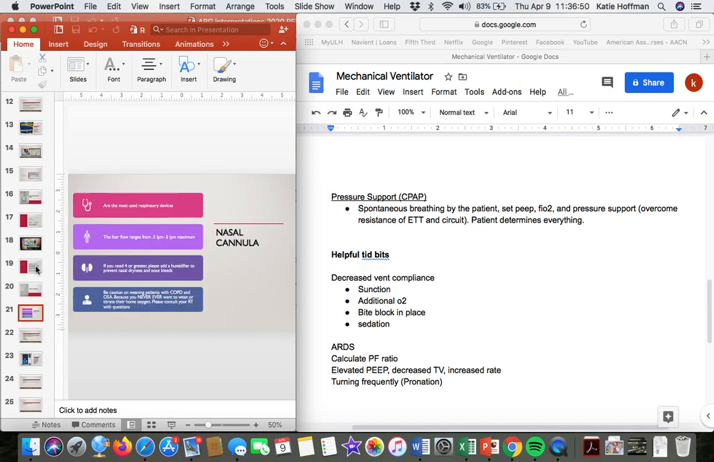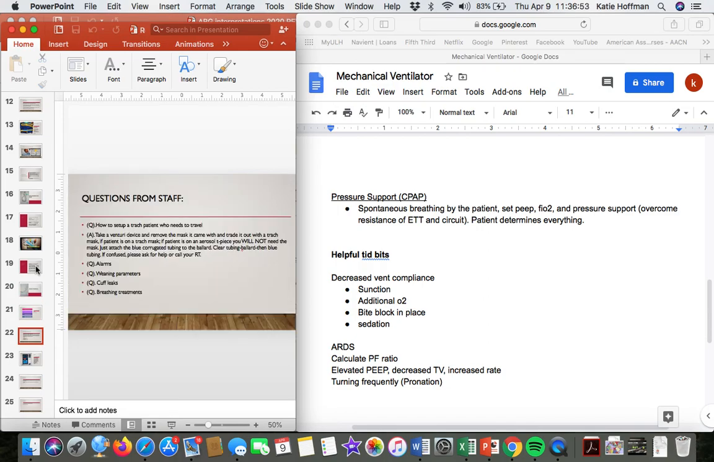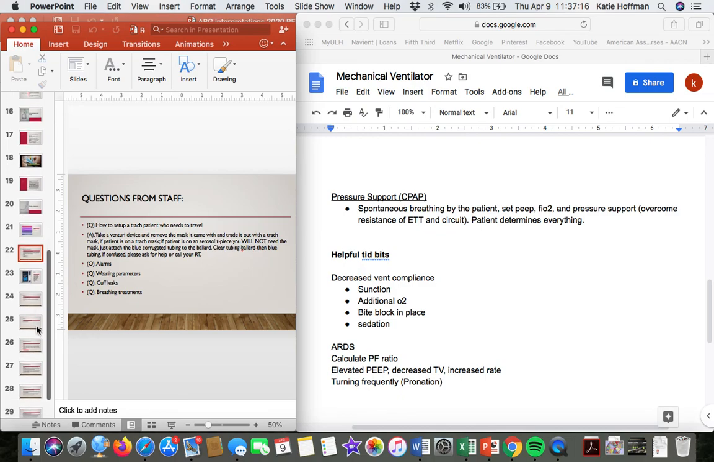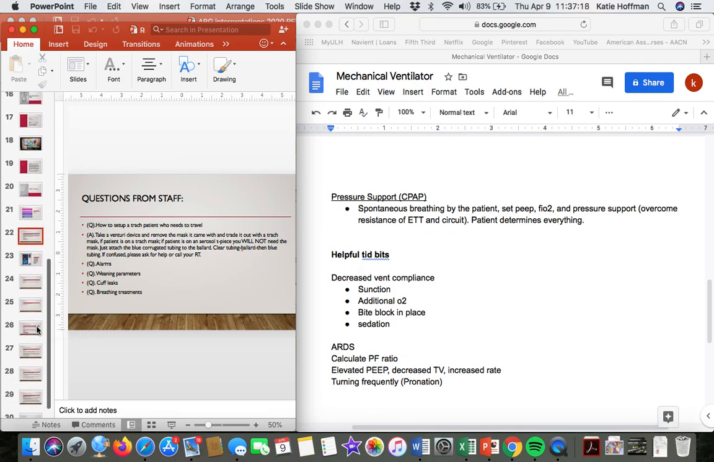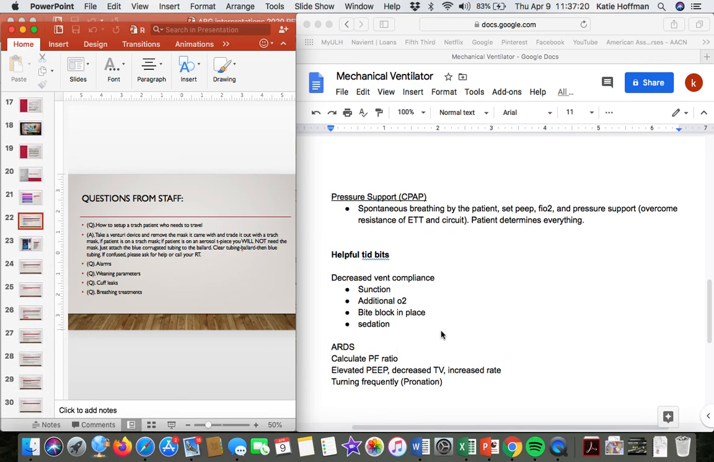I'm not going to go over nasal cannula. We went over how to set up a trach patient that needs to travel. Sabrina has alarms on here as well. I'm not going to get into that too much. We will go over a few helpful tidbits as far as troubleshooting your vents, which I'll go over in just a second. And then I'm going to have Kevin go over weaning parameters and cuff leaks very vaguely. I know that night shift doesn't get to see a lot of weaning parameters at night. So just a few helpful tidbits as far as alarms and troubleshooting goes.